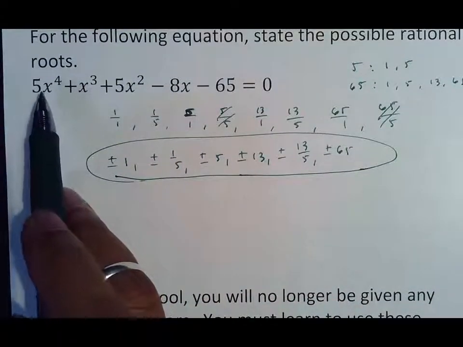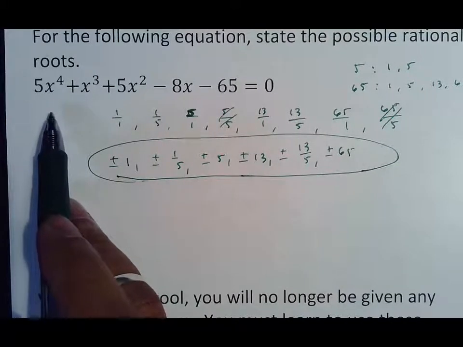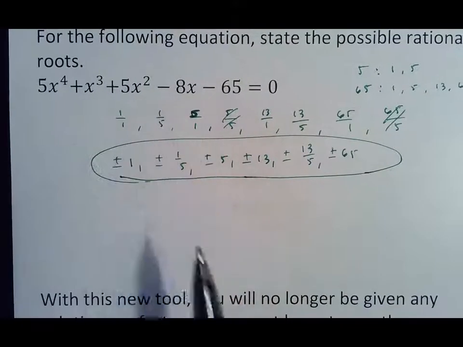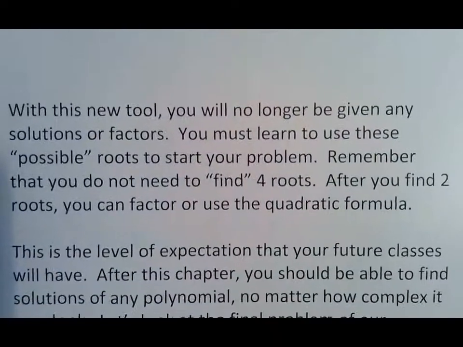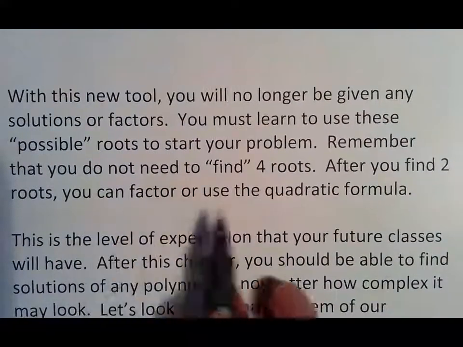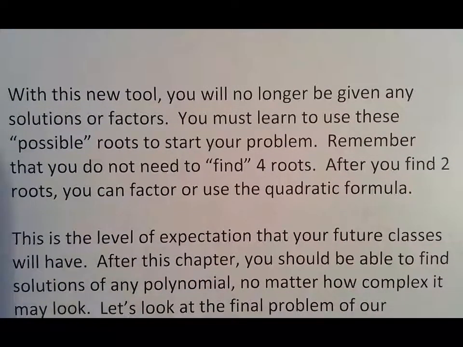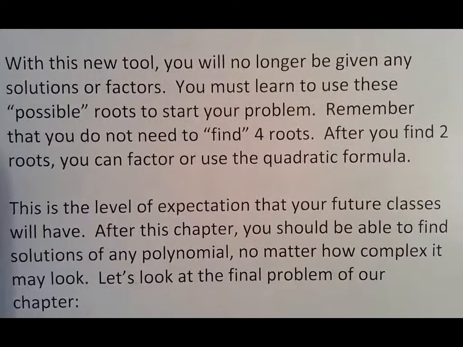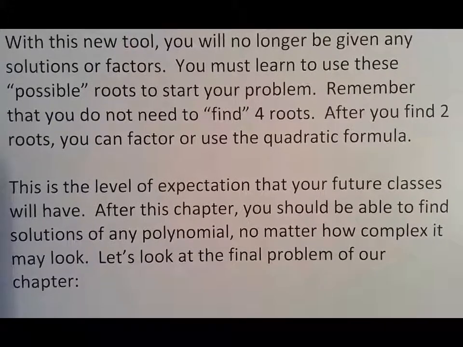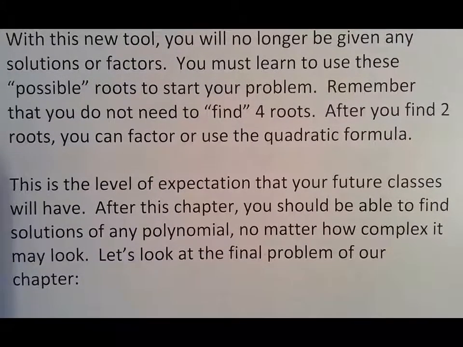So when you find 1, it breaks down to x to the 3rd. When you find a second, it breaks down to x squared. And from there, we can either use the quadratic formula or we can factor, which is what this is talking about here. As this is the level of expectation your future classes would have, after this chapter, you should be able to find any solutions of any polynomial, no matter how complex it may look. Again, that's any polynomial at all, because you now have this skill.